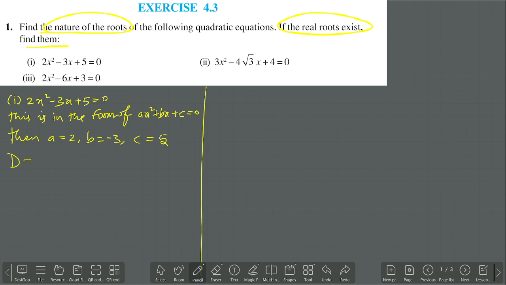Understand? We have to check the D value first. That is b square minus 4ac, to see whether we are getting real roots or not. If it is getting real roots, we can go for solving. If it is not getting real roots, you can stop.